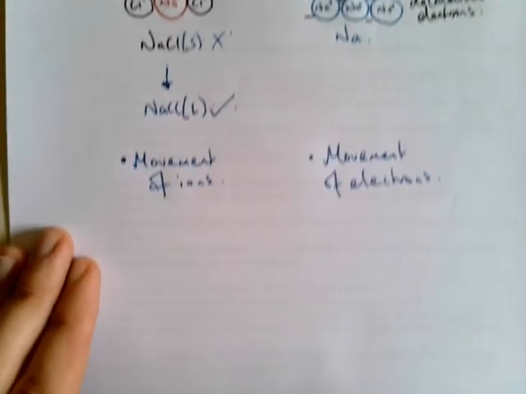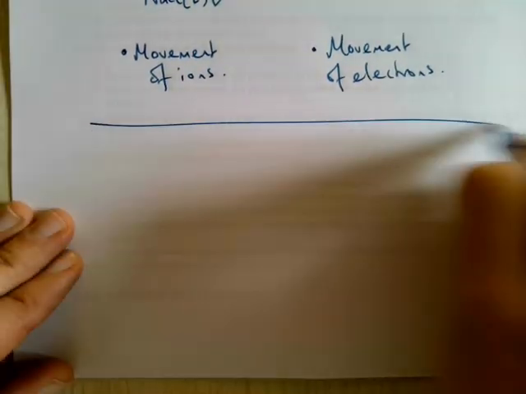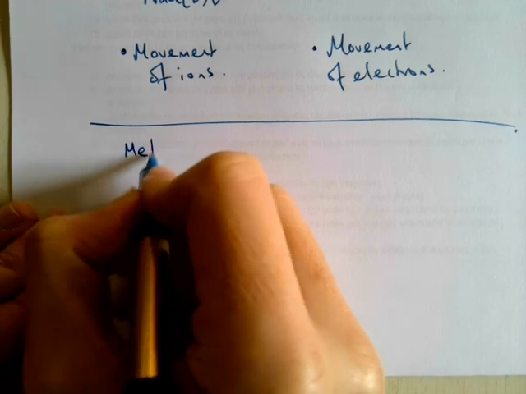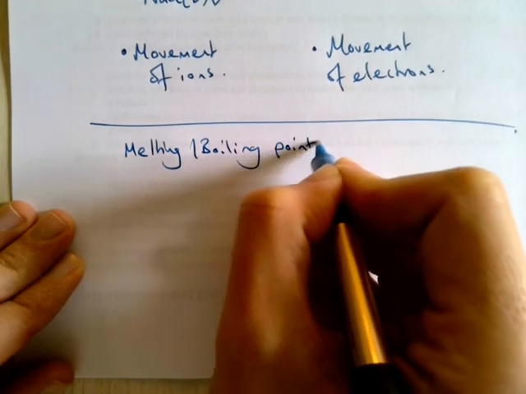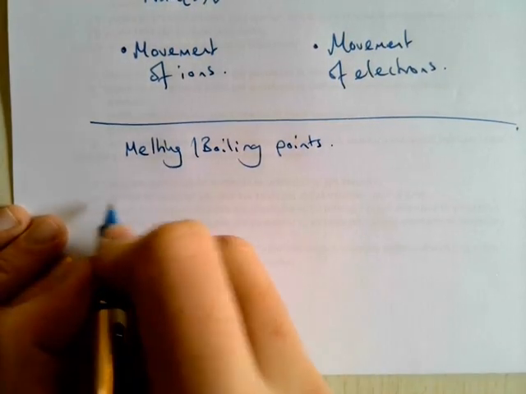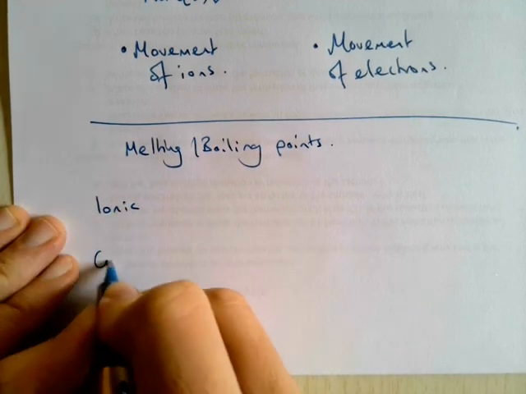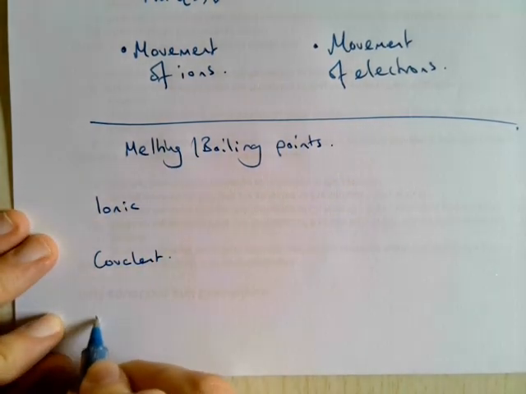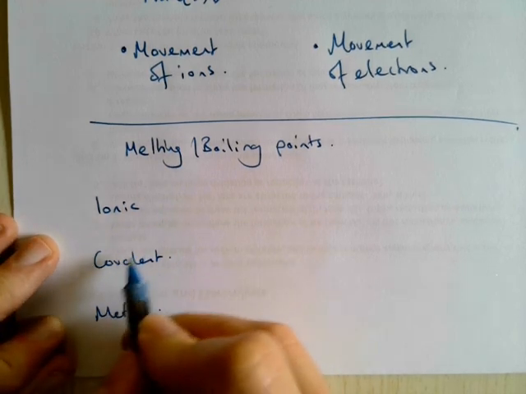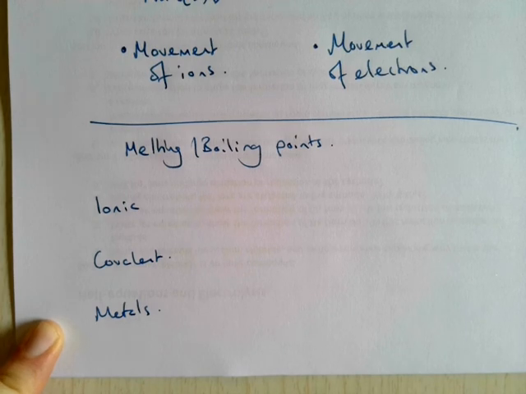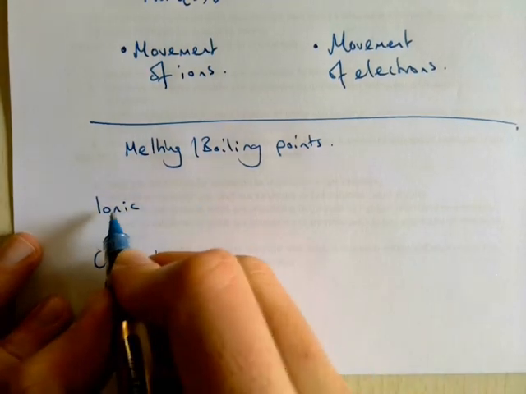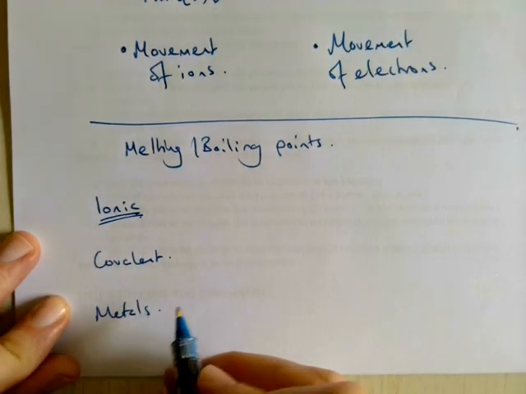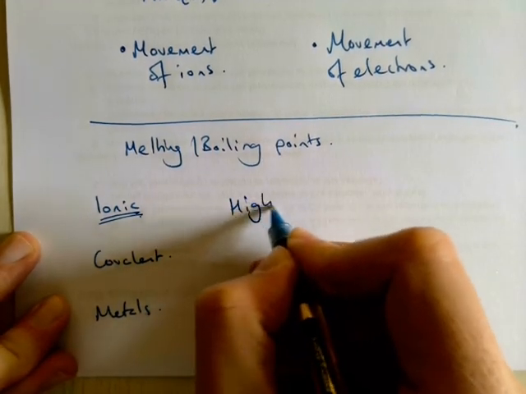And the other misconception I want to talk about is to do with melting and boiling points. Okay, so we've got three main types of compound. We've got ionic, we've got covalent, and we've got metals. Okay, now obviously covalent includes simple molecules, giant covalent lattices, and polymers. All right, but the problem is that if I ask the question, let's say, is the melting point of an ionic compound generally high or low? It is generally very high.